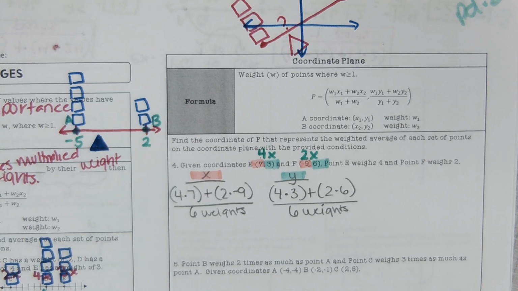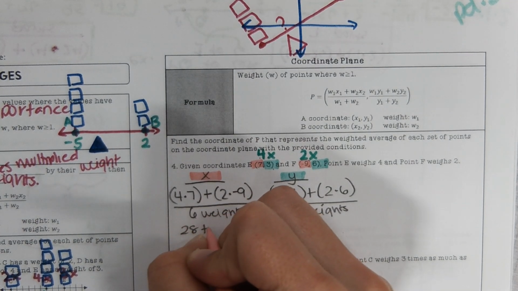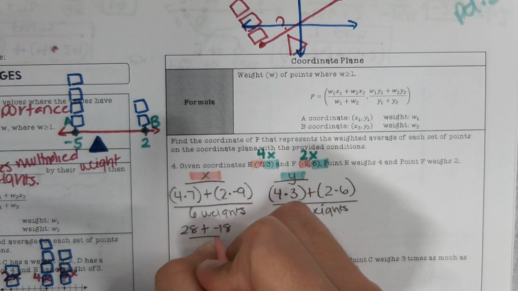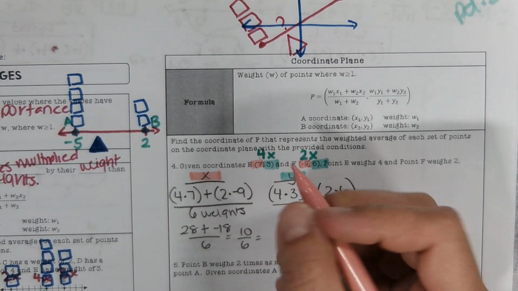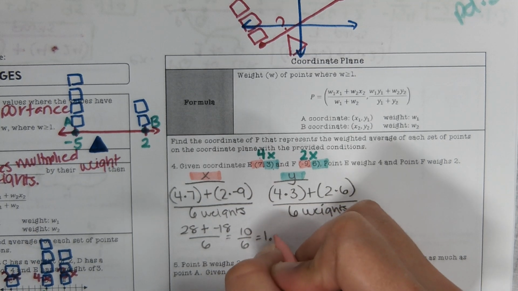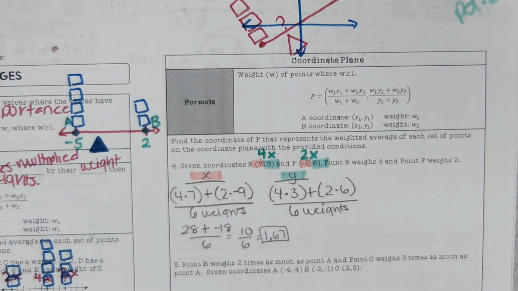Okay, so now all I have to do is solve. First one, 1.67. I don't know, it's our lucky day. I feel like this is a sign.